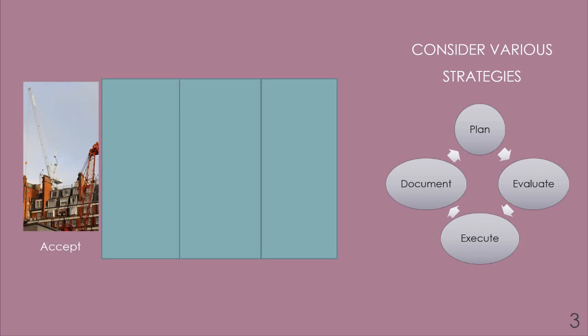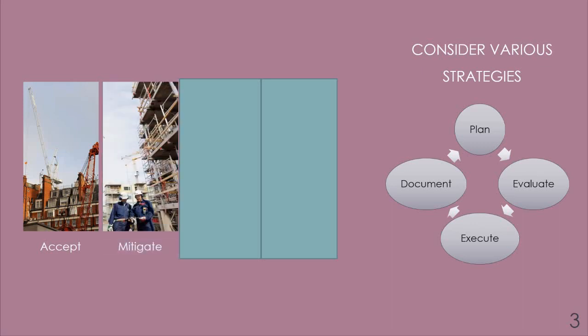We can develop plans to mitigate the risk, reduce the likelihood or probability of the risk happening, or reduce the impact that that risk is going to have on the project, or try to eliminate the impact altogether.